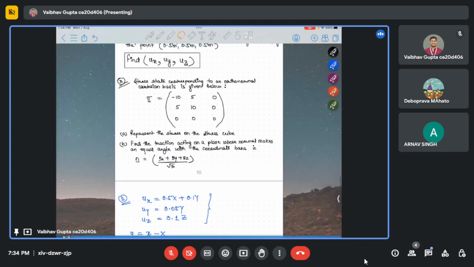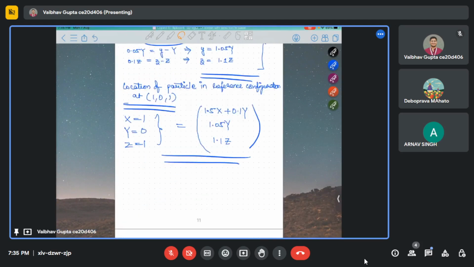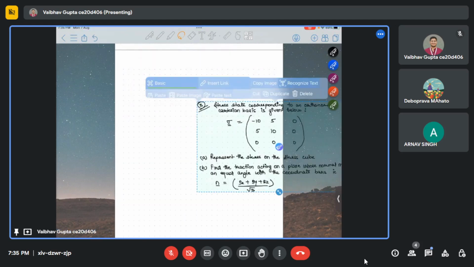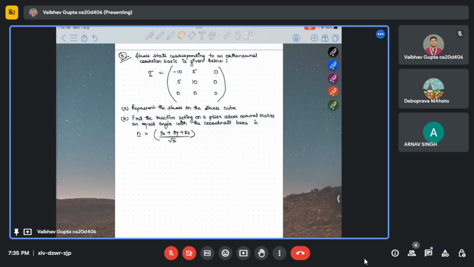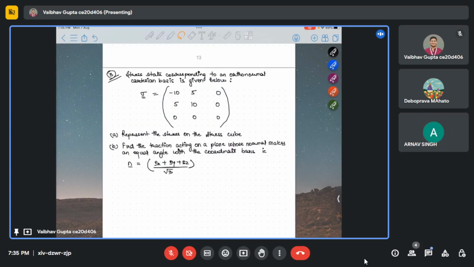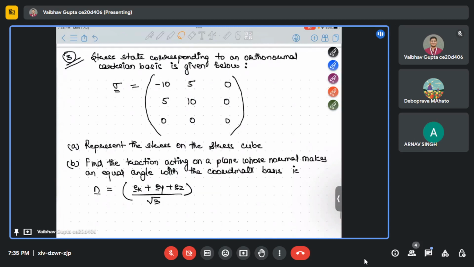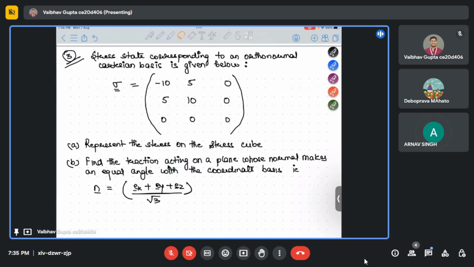This is the problem. I'll paste it in another page. It says the stress state corresponding to an orthonormal Cartesian basis. Now, what is an orthonormal Cartesian basis? This Ex, Ey, Ez. These are all orthonormal. Why? Because the dot product of any two different ones is 0 and with itself is 1. These are orthonormal to each other. This is the meaning of orthonormal Cartesian basis.